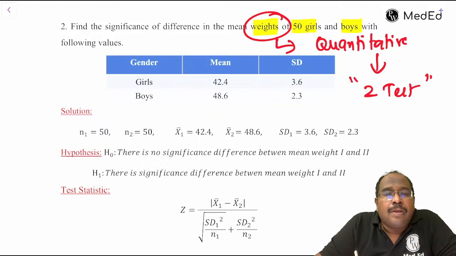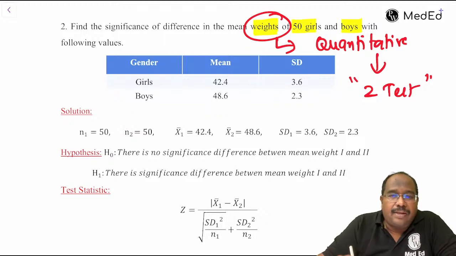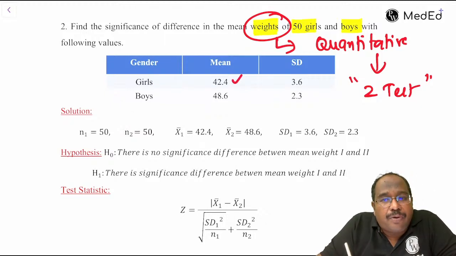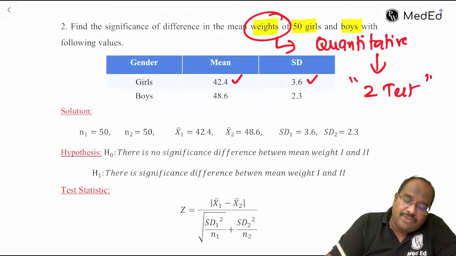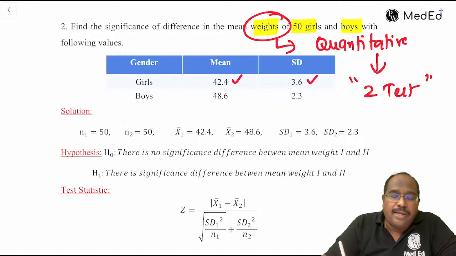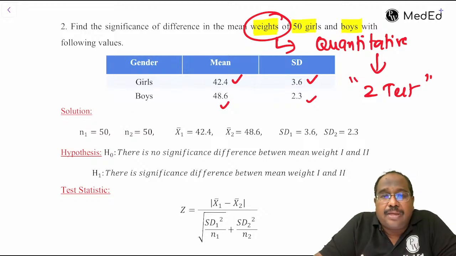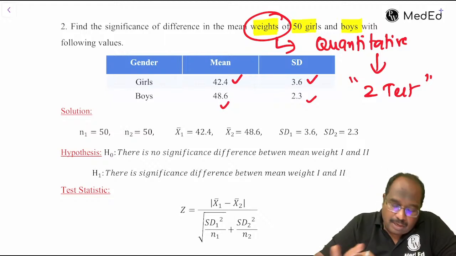Okay, fine. For mean, they have given the mean for girls is 42.4 with a standard deviation of 3.6. For boys, it is 48.6, standard deviation of 2.3. Now they are asking, is there a significant difference between the mean weights of boys and girls? That is what they want to find.